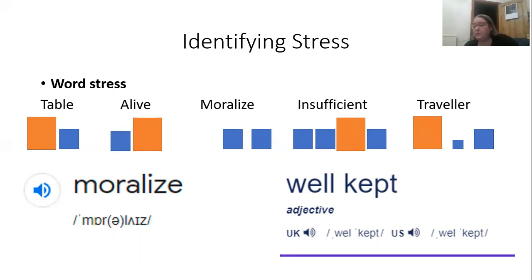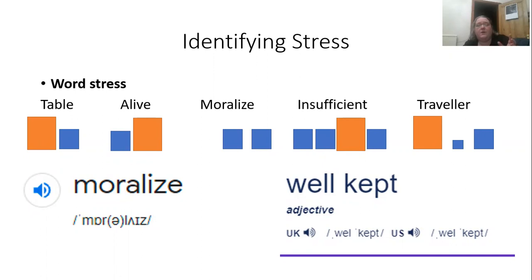Words have a usual or a normal stress pattern, and this will depend, to some extent, on the form of English that you're using, but most words have fairly standard stress patterns across variations of English. Let's have a look at a couple of the words here. We've got table, alive, moralize. There's an orange cube missing there, sorry about that. Moralize. Insufficient, traveller.